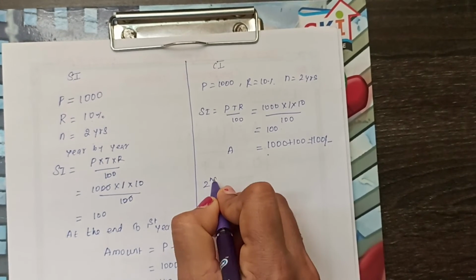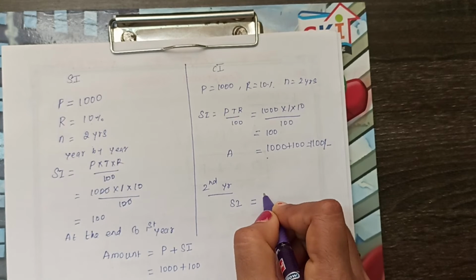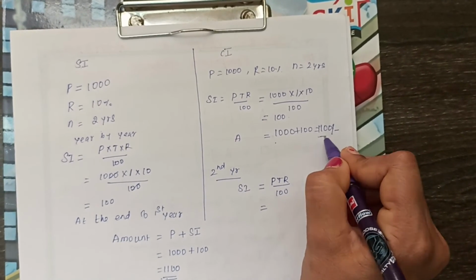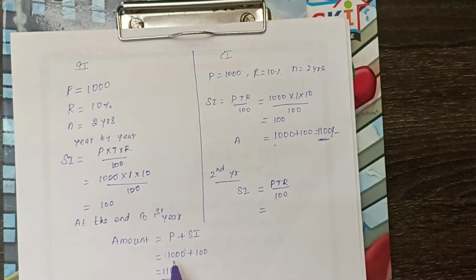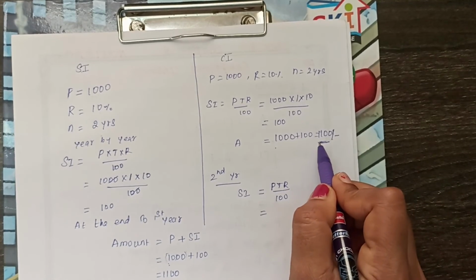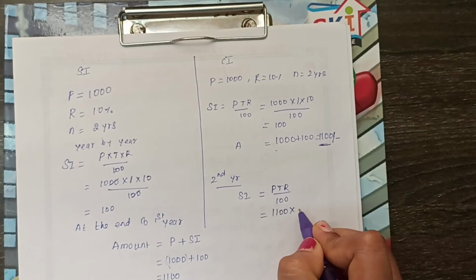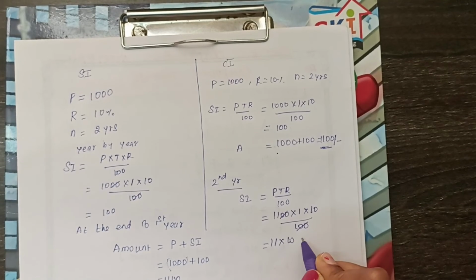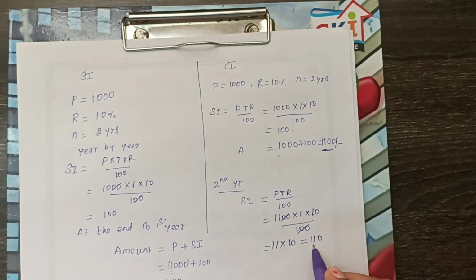For the second year, to calculate the interest, PTR divided by 100, this 1100 will become the principal amount. In simple interest, we calculate the interest on the same 1000 rupees every year. But in compound interest, the total amount at the end of the first year will be the principal amount for the next year. So 1100 into T is 1 into R 10 by 100. Cut these two zeros. 11 into 10, 110. So the interest at the end of the second year is 110.